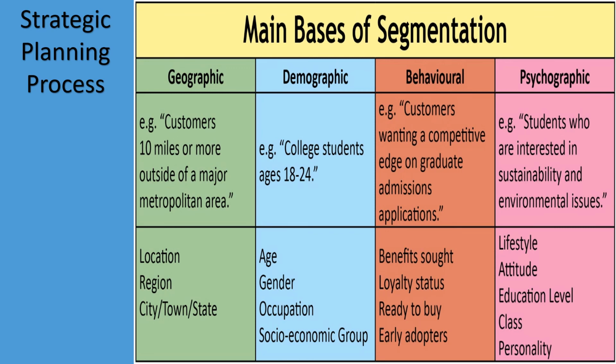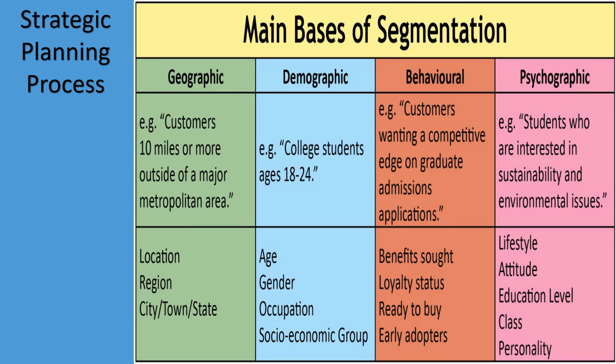And then behavioristic segmentation, what are the behaviors of your customers? For instance, customers wanting a competitive edge on graduate admissions applications. What about the psychographic segmentation? If we're talking about students who are interested in sustainability and environmental issues. So we're saying to ourselves, how are you going to segment your marketplace in terms of geographic, demographic, behavioristic, and psychographic?